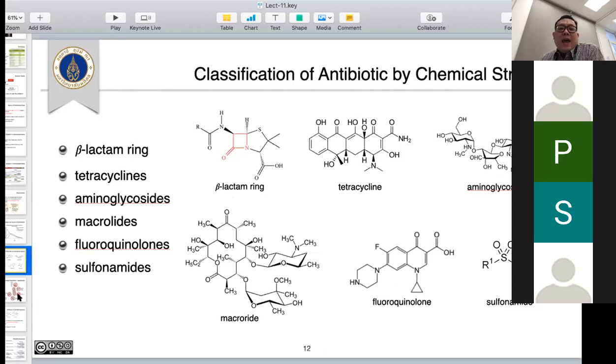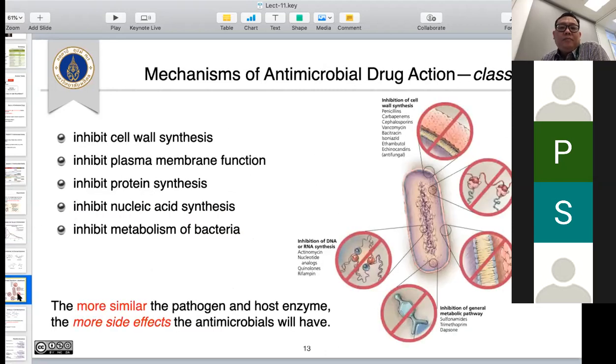But if we classify antibiotics by the mechanism of action, the mode of action, we classify them into five different groups, okay? The first one is antibiotics that inhibit cell wall synthesis. Cell wall synthesis means every chemical that inhibits peptidoglycan biosynthesis. For example, penicillin, cephalosporin, carbapenem, vancomycin, something like that.